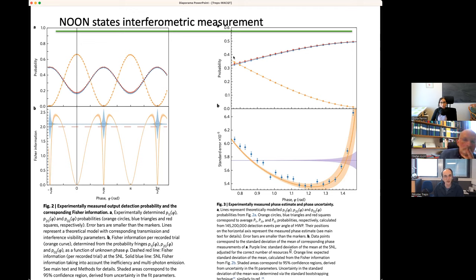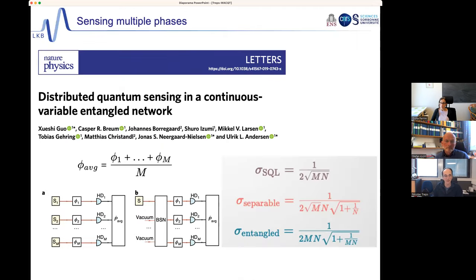And what you see in the bottom curve, where you have the sensitivity, is that for some phases, not all, you have a sensitivity that goes below what you get for a shot noise limited curve. So with this NOON state in this two photon regime, you can get an improved phase sensitivity compared to the shot noise limit. So it's a proof of demonstration, and it's a very nice one. But as you see, it's limited to two photons, and the regime where you get improvement is quite limited.